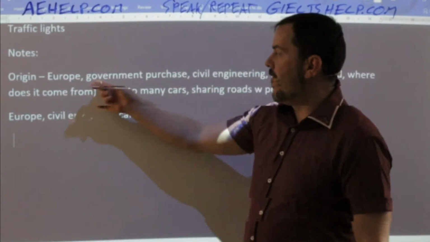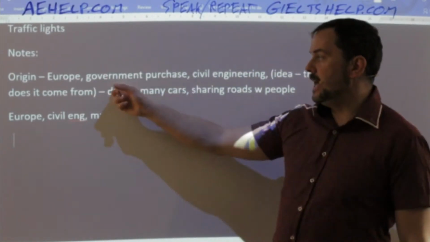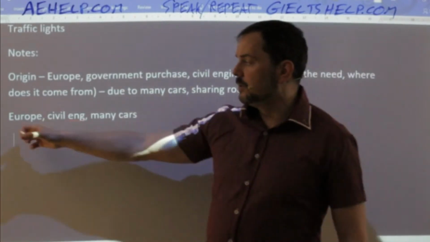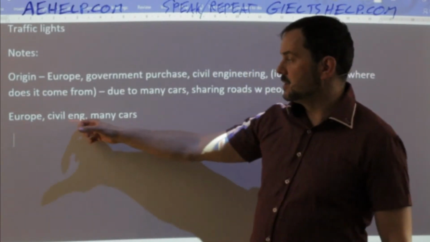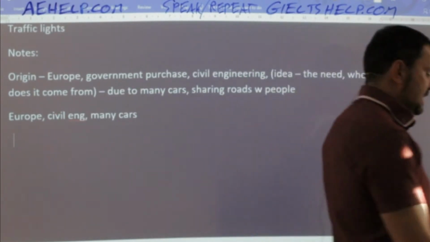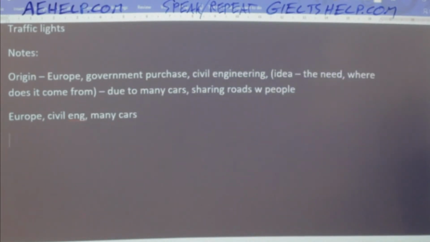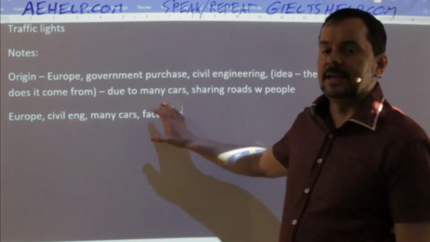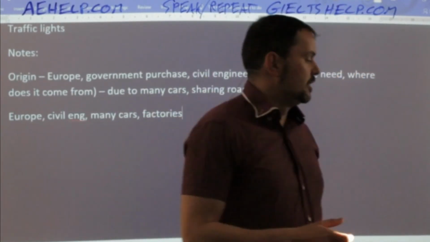So you would never write all of this. It's way too much time. All you would write is something like this: Europe, civil eng, many cars, factories, okay? Maybe something like that. That's where they come from. Okay, somewhere in the world. So something like that would be my notes for origin.